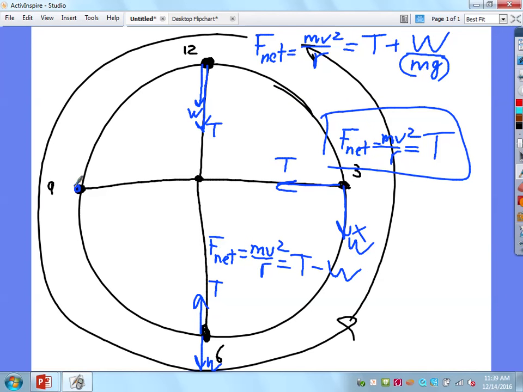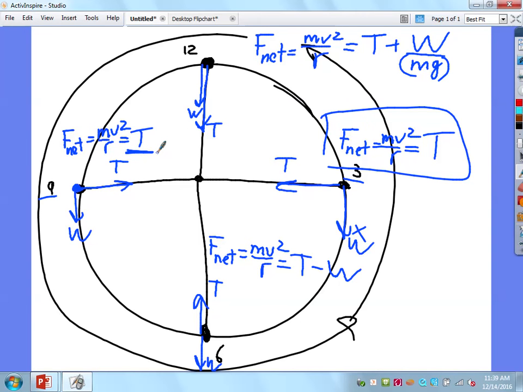Over at the 9 o'clock position, tension towards the center, weight straight down. This would be F net equals mv squared over r, which equals T. And there you go. So you can see, at the 9 o'clock and 3 o'clock position, the only force, and again, this could be a multiple choice question, what would be the forces acting on the object at 9 and 3 o'clock? The only one would be the tension.